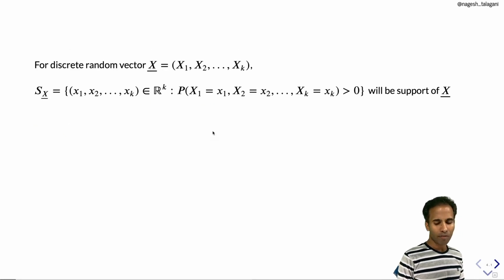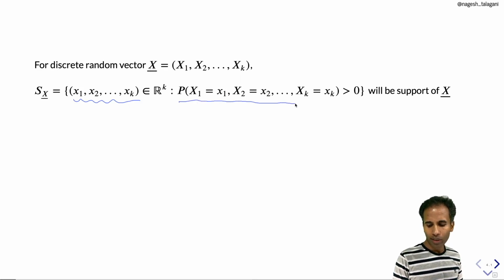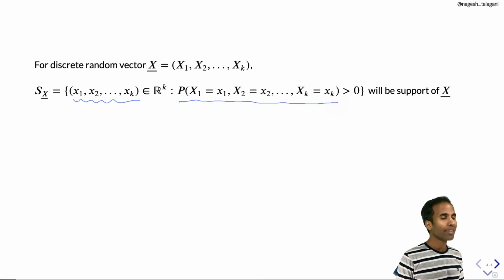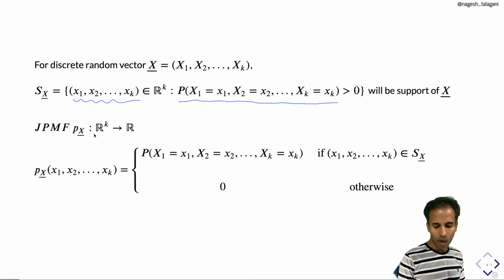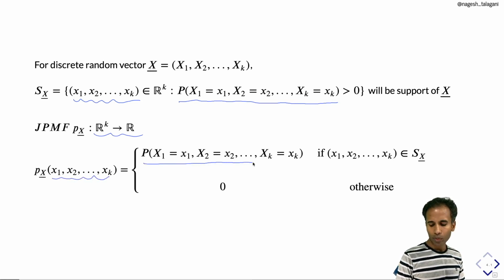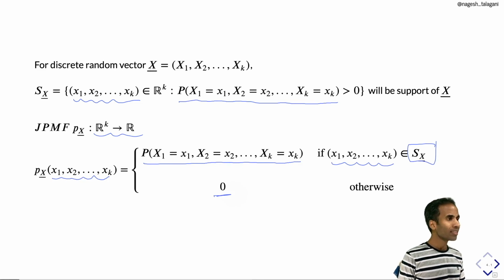Now for a discrete random vector X, the points (x1, x2, ..., xk) in R^k for which the probability of X1 equal to x1, X2 equal to x2, and so on, Xk equal to xk is positive will be the support. And the joint PMF is going to be a function from R^k to R defined like this. Joint PMF value at (x1, x2, ..., xk) is going to be the probability of X1 equal to x1, X2 equal to x2, and so on, Xk equal to xk if (x1, ..., xk) comes from the support of X, otherwise 0. This is the joint PMF of a k-dimensional random vector.